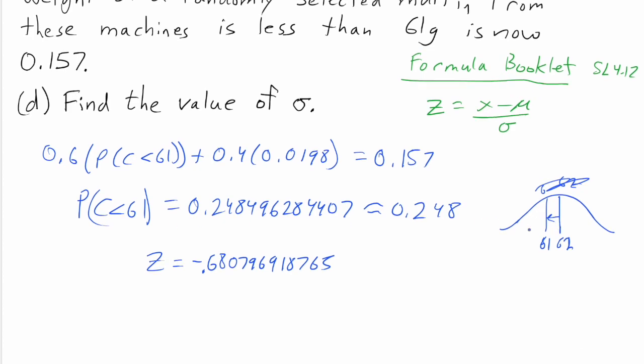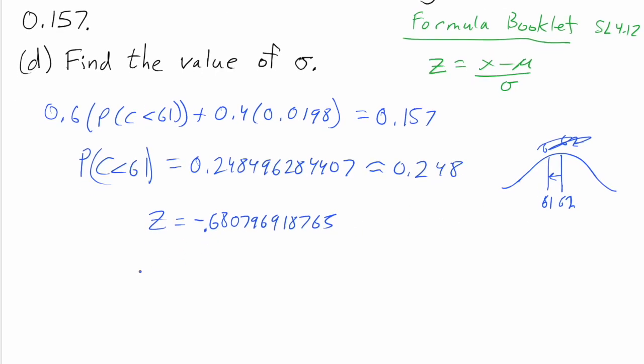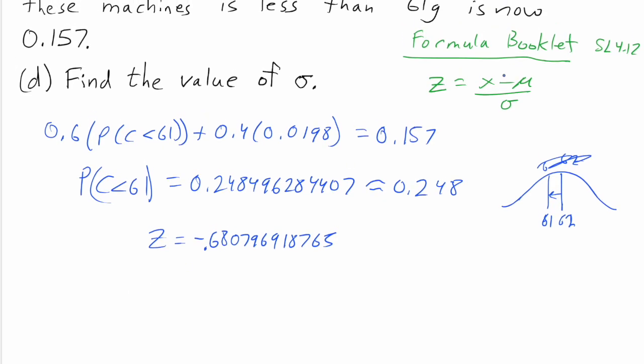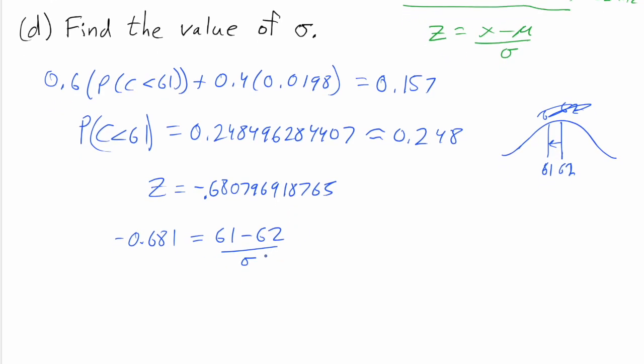So this is negative 0.68 standard deviations away from the mean. Okay, so then we use this to solve for sigma. So we have that equals our x value, in this case 61. That's the value we're talking about. The mean is 62. And then we have sigma here, so we can solve that. That's like sigma equals negative 1 divided by negative 0.681.